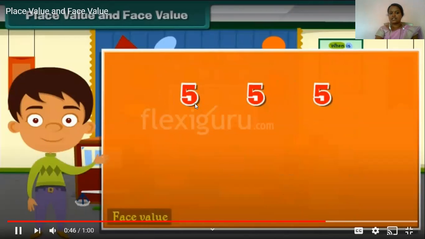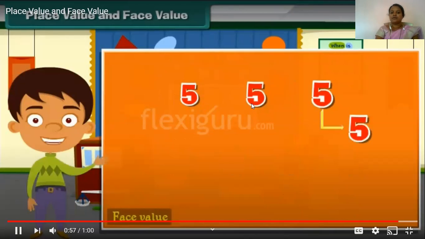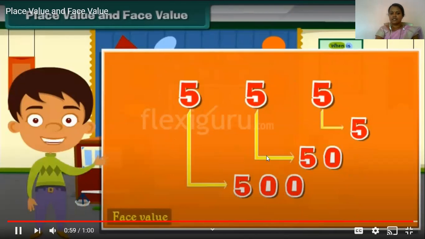For example 555, of course the place values would be different, but the face values remain the same, that is the digit itself. So it would be 5, 5 and 5, and the place values 5, 50 and 500. So these are the place values as well as the face values which we have studied. Let me take you to the presentation and let us have a small example for the same.